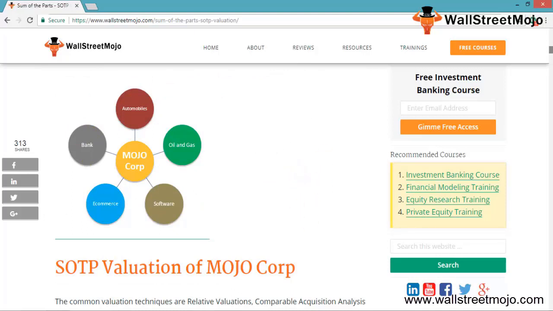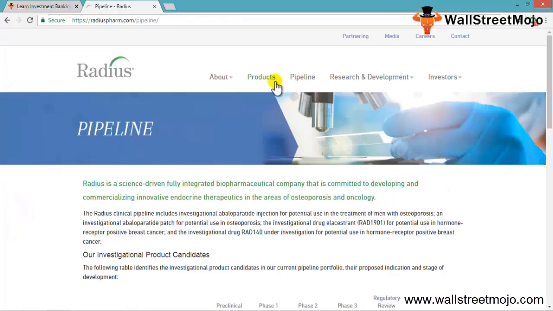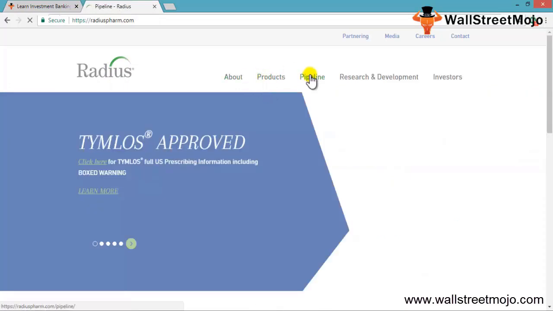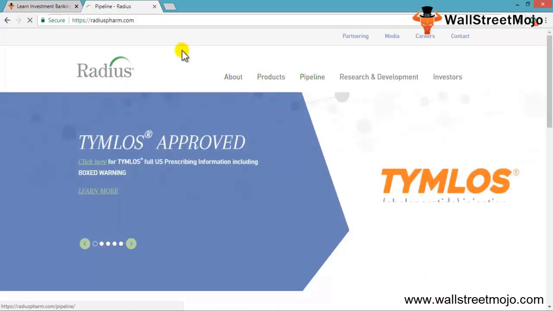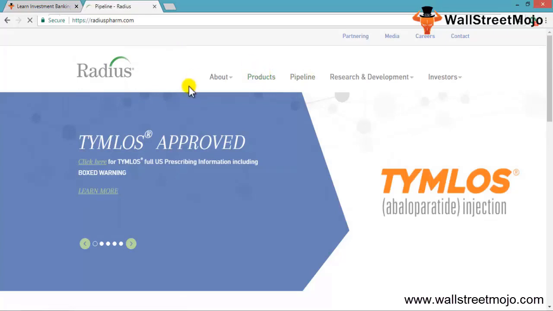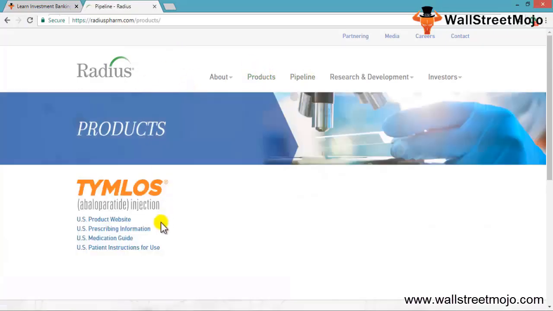So now let's look at this particular company here, Radius Pharmaceutical, and if you see, there's something called products, and then there's something called pipeline. Now it says products, and let's try to figure out how many products there are. So there's one product called Tymlos. So there's this product which we can value.